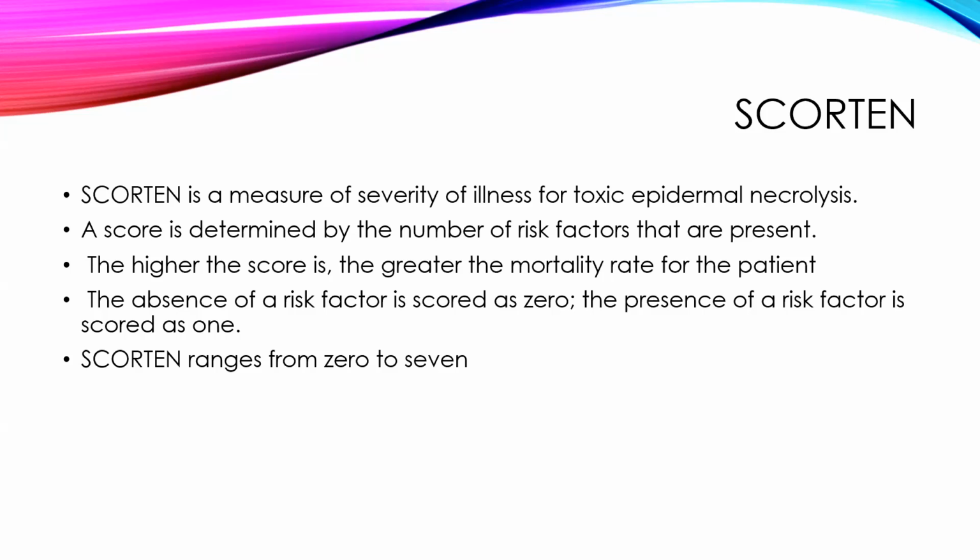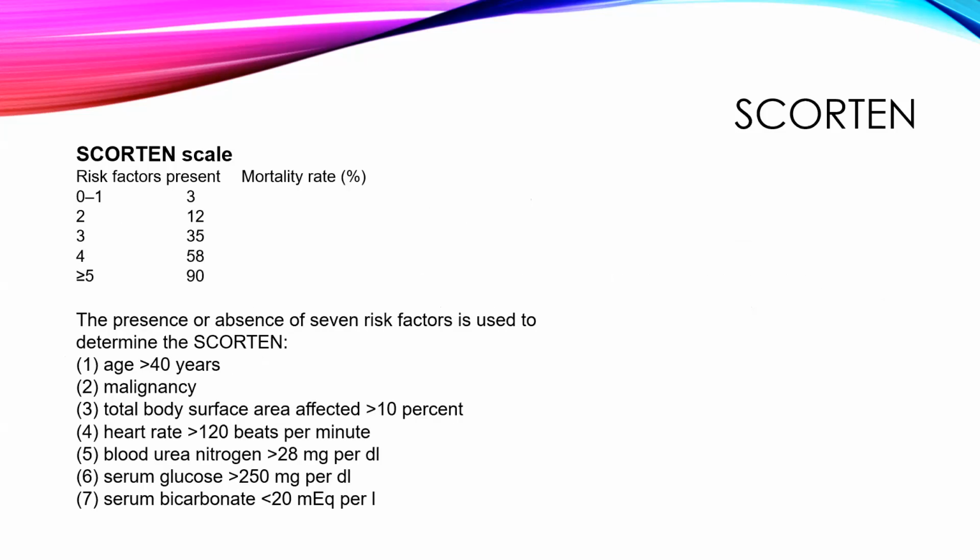The absence of a risk factor is scored as 0, and the presence of a risk factor is scored as 1. And the range is from 0 to 7. So next I'm going to show you the SCORTEN scale. So the risk factors present, if it's 0 to 1, it's a 3% mortality rate. But as you can see, if you have over 5, it's a 90% mortality rate. That is exactly why this is a dermatologic emergency, and it's very important to recognize.